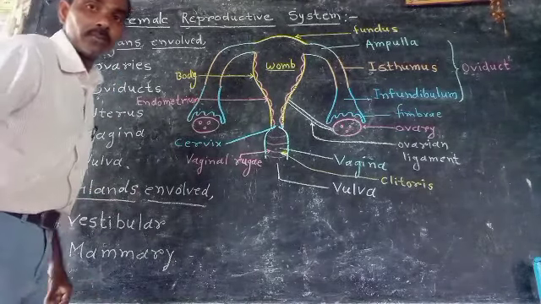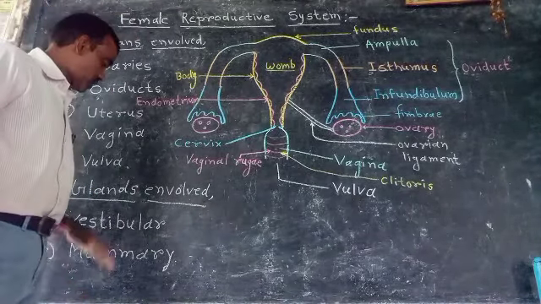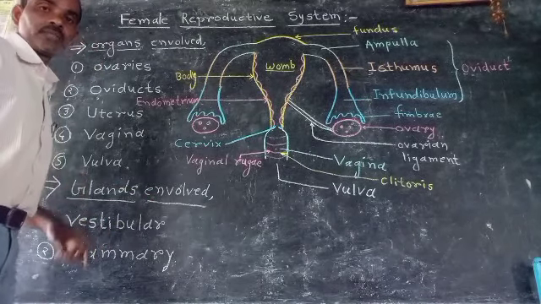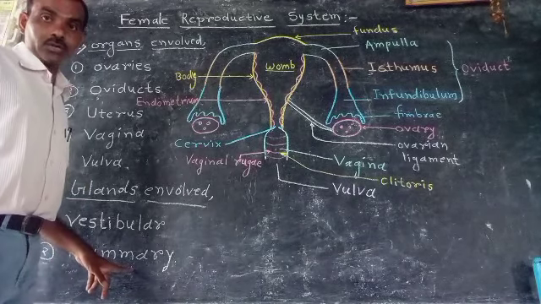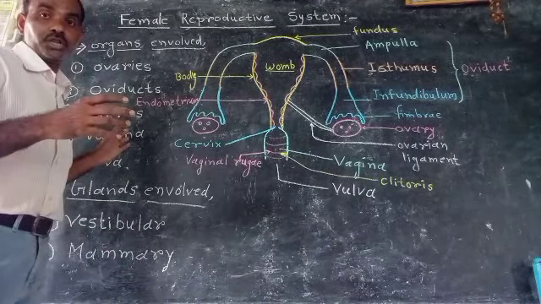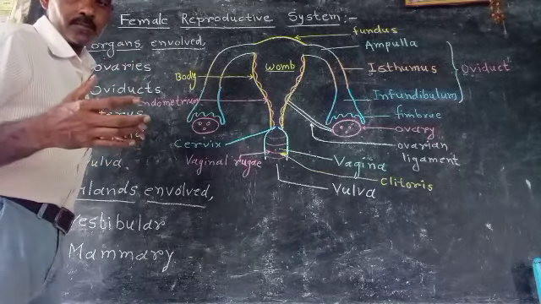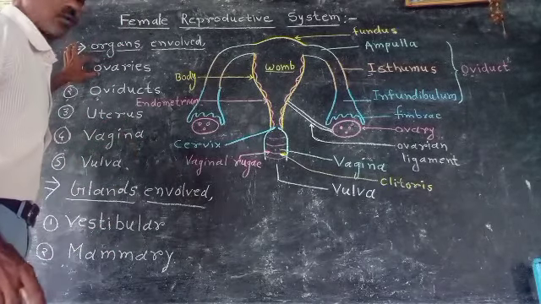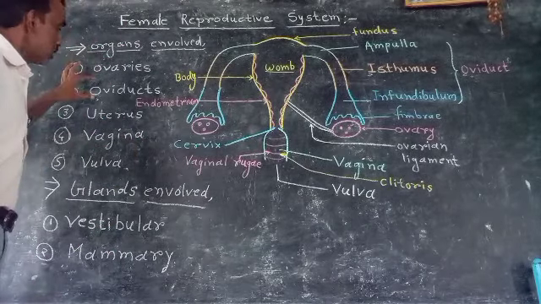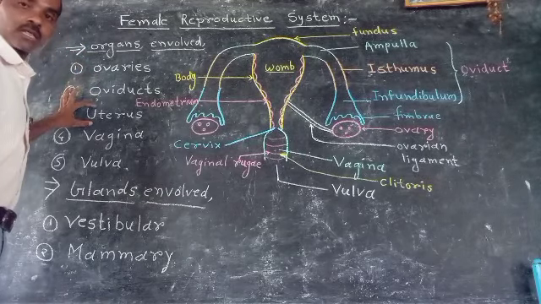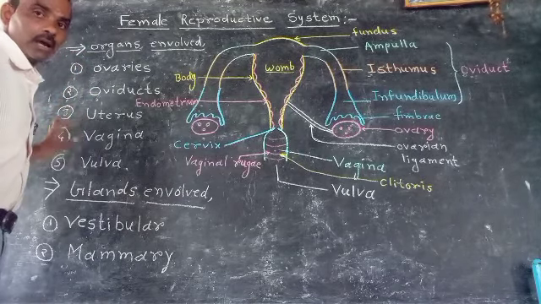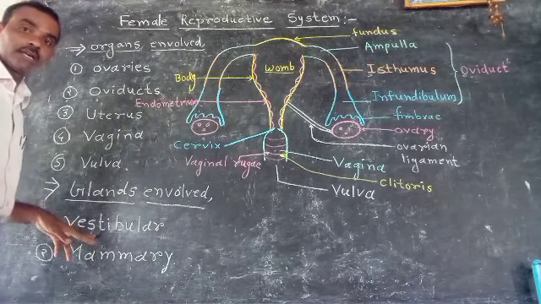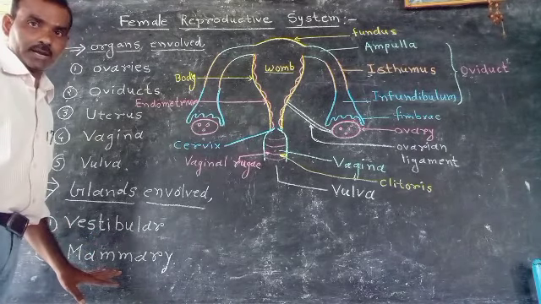Now, in the female reproductive system some glands are involved, and those glands are the vestibular gland and the mammary glands. Here in the female reproductive system, 5 organs and 2 glands are involved. Those 5 organs are ovaries, oviduct, uterus, vagina and vulva, and the 2 glands are the vestibular gland, also called Bartholin glands, and the mammary glands.